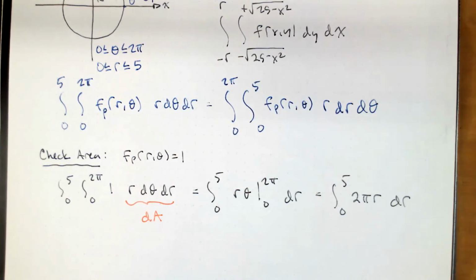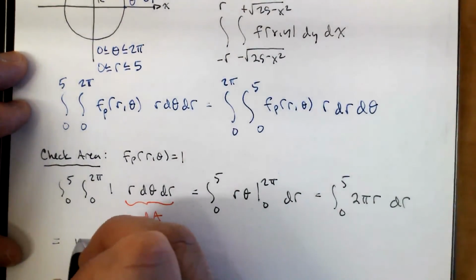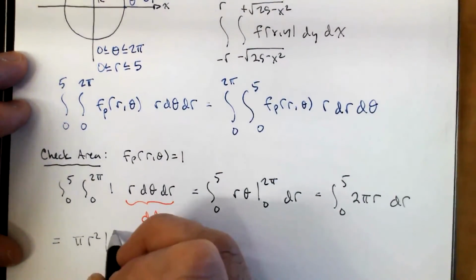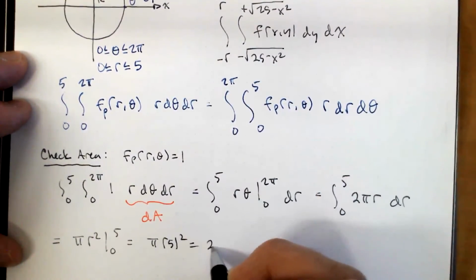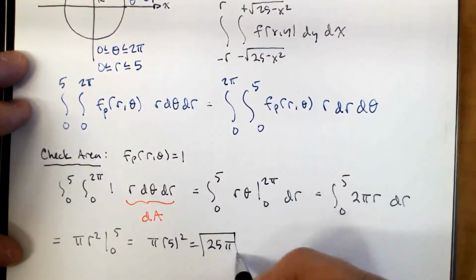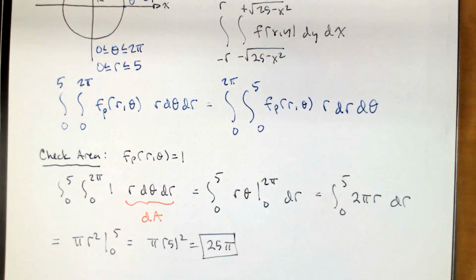Now we integrate with respect to r. So we get pi r squared, evaluated from 0 to 5. And we get 25 pi, just as we suspected. Just as what we knew was supposed to happen. The other integral will do the same thing. It's not going to make much difference since we're plugging in just constants.